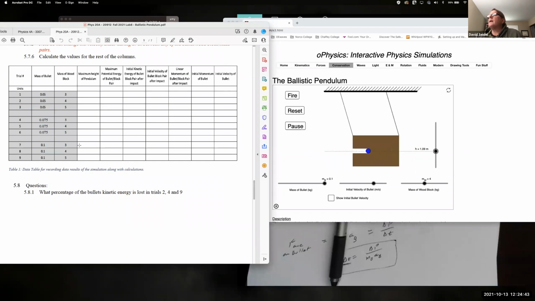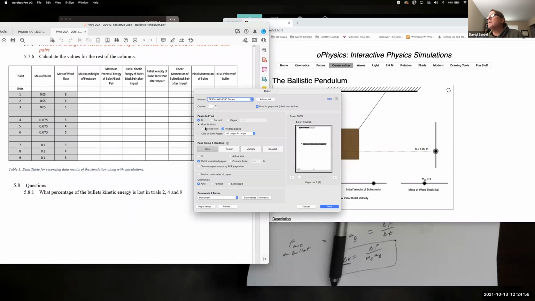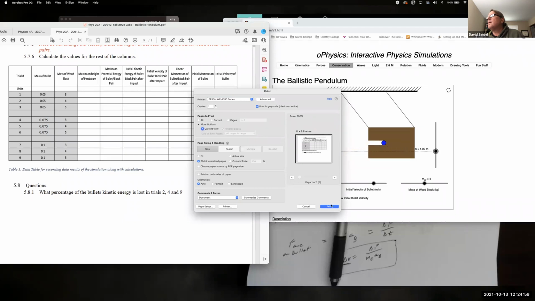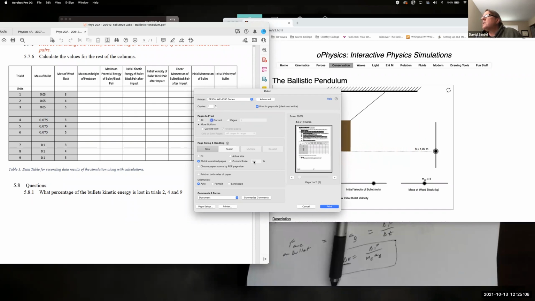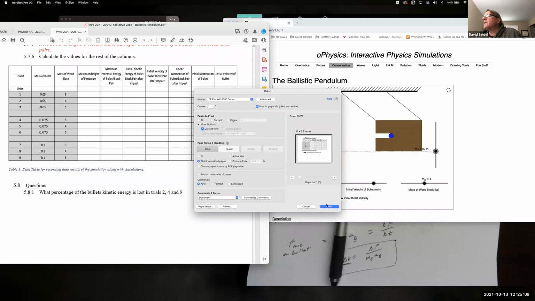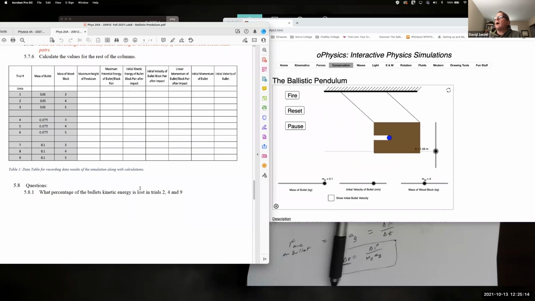Now let's see if I can edit on here. Let me print this page. And current page. Do current view, make it bigger. Okay, I'm going to print out this page so I can write on it. Give me 1 second to grab it.